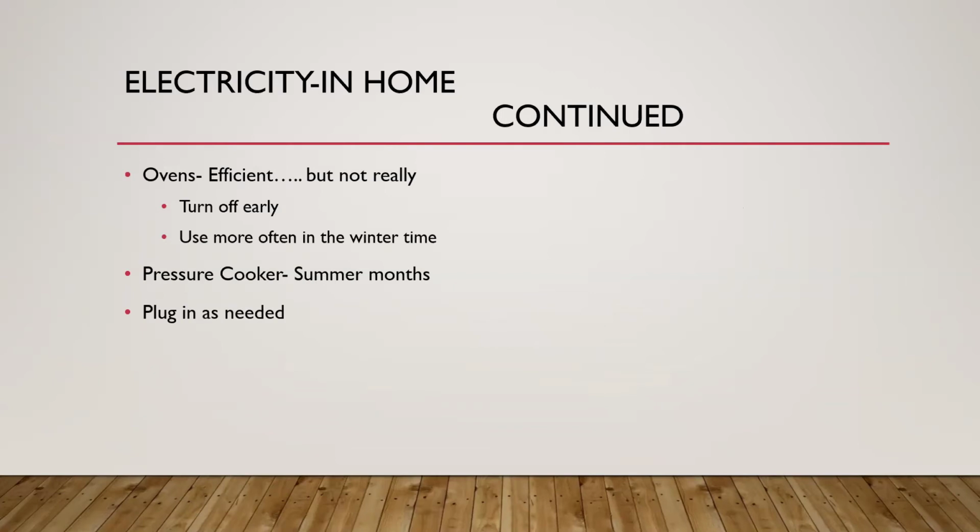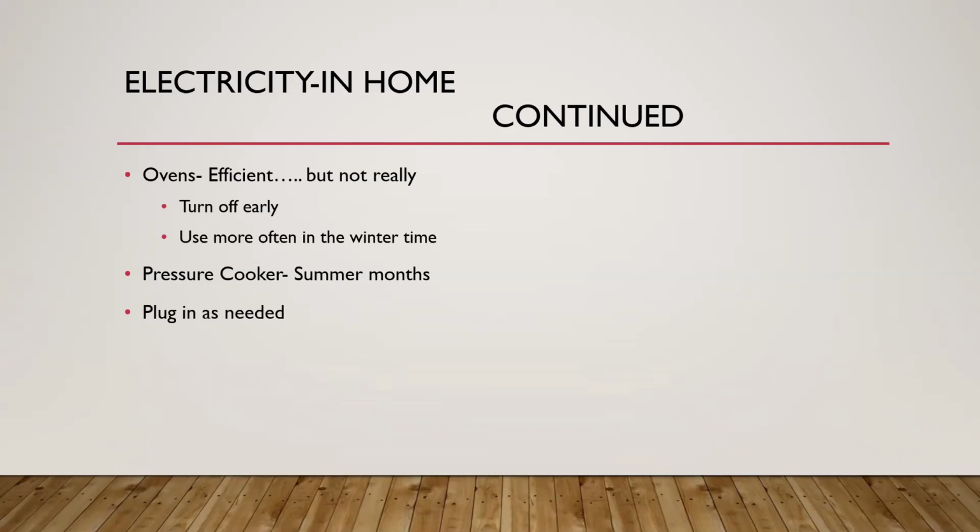So continuing in the home here with the electricity, ovens. I didn't realize they are efficient, but they are efficient compared to older ovens, like ovens from previous decades. They're not as efficient as a microwave. They're not as efficient as a pressure cooker, and they're not as efficient as a toaster, believe it or not. Now, you can't cook a casserole in a toaster, but you get my point, what I'm trying to say here.